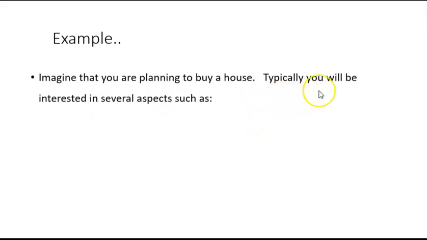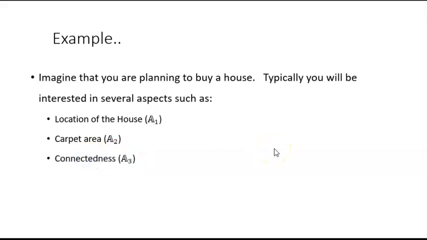Typically, you will consider some aspects. Let me specify what those aspects are. For example, we are interested in the location of the house. We are interested in what the carpet area is. We are interested in how well that location is connected by bus, by train, by air, by water, or a combination of these, and so on. These three are only a representative sample. Just for examples, I have considered these three.